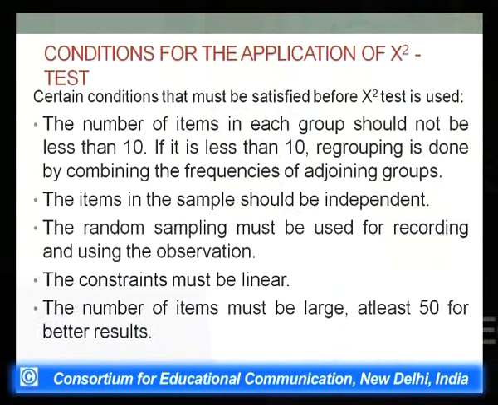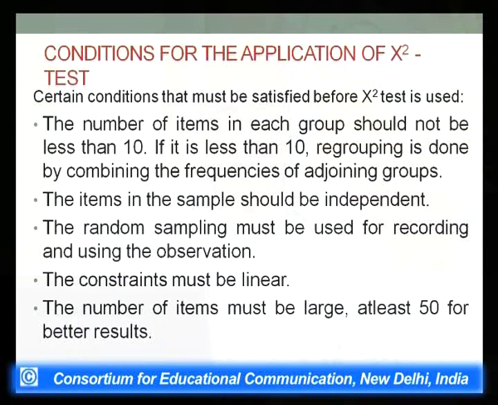I think the most important conditions for chi-square is that number of items in each group should not be less than 10. Number of items must be large, at least 50 for better results. And then the items in the sample should be independent. They should not be dependent on some other factors or characteristics. And fourth important thing is random sampling technique must be used. You should not use a specific purposive sampling technique because they will not give you the correct results. So therefore random sampling has to be used. Now these are the conditions to be satisfied before you use chi-square test.